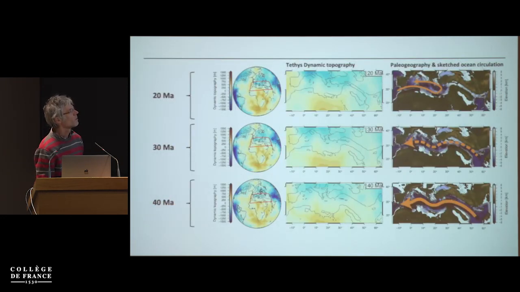Right, so we want to apply this to compute the paleo topography. Here, 40 million years ago, you still have the seaway open, so you get more currents, and then at 30 million years it starts closing, and then at 20 million years it is shut off. This is obviously influenced by how much dynamic topography there was in this region where this seaway was.